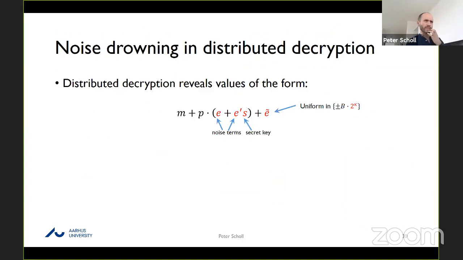Okay, so the second thing I want to look at is not related to zero knowledge proofs, but actually about the noise drowning process in the distributed decryption. Wait, Peter, can I ask you something about the previous slide? Yeah, sure.